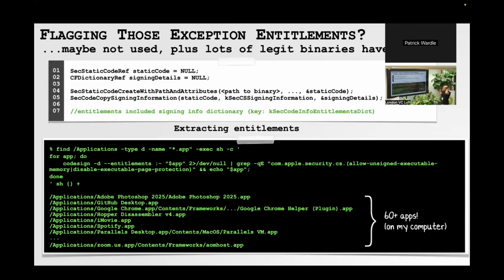And I thought, okay, maybe I can flag those exception entitlements, the two I mentioned, that if you're using the hardened runtime, you have to add, because those can't be that common, right? So I wrote a little script, well, ChatGPT wrote a little script that enumerated everything in my applications directory on my box and told me all the applications that had these entitlements. I wasn't expecting to find any. 60 plus apps had that. So I was like, all right, that's a bad idea. You can't flag a binary for having those entitlements as being strange because apparently everyone has them.